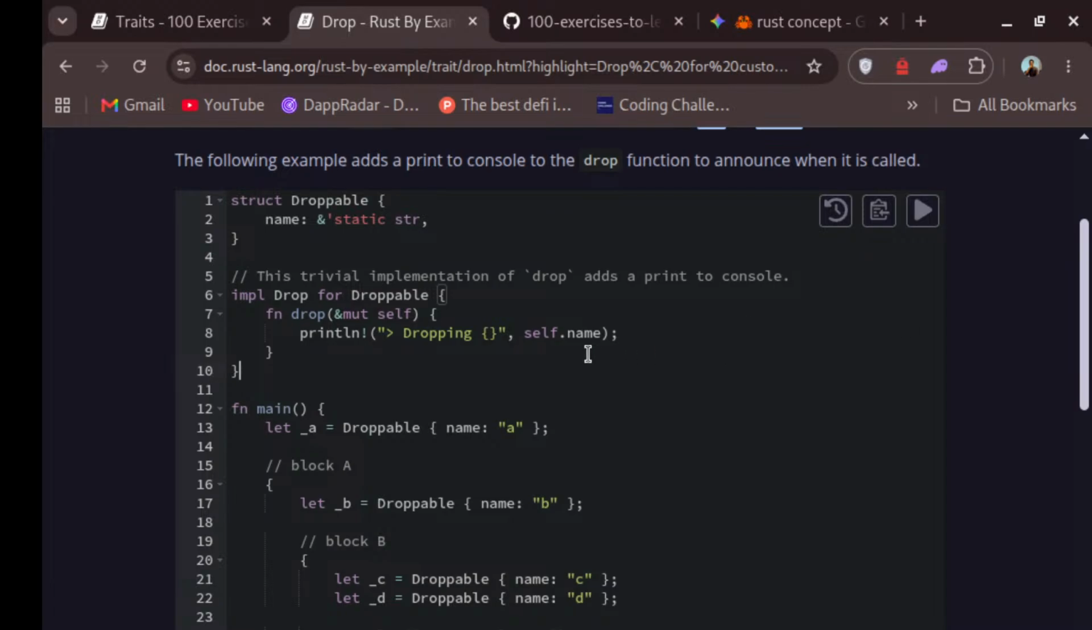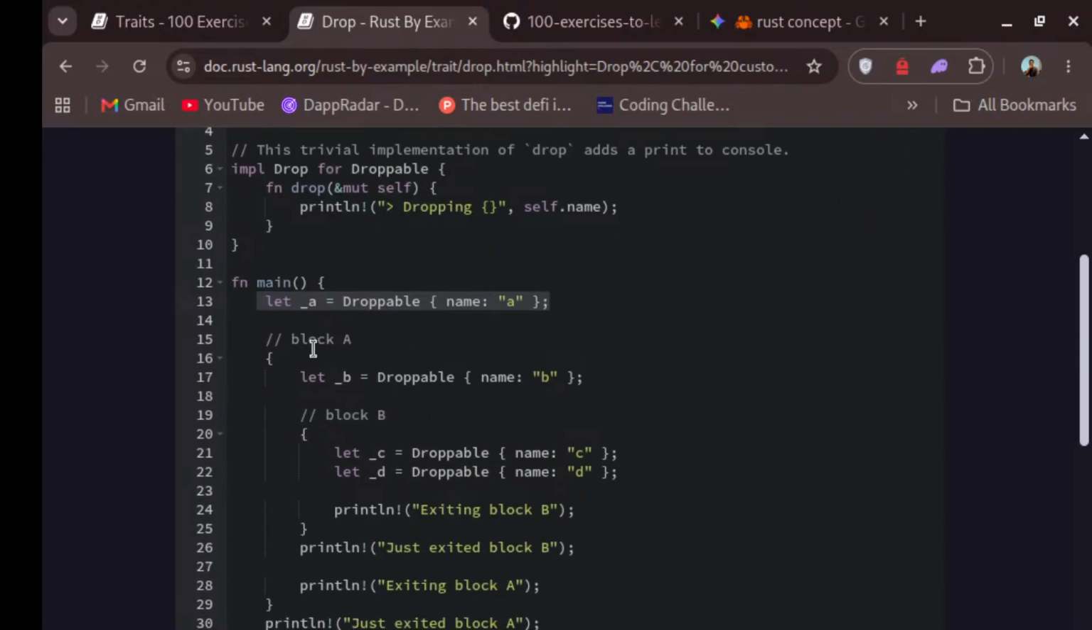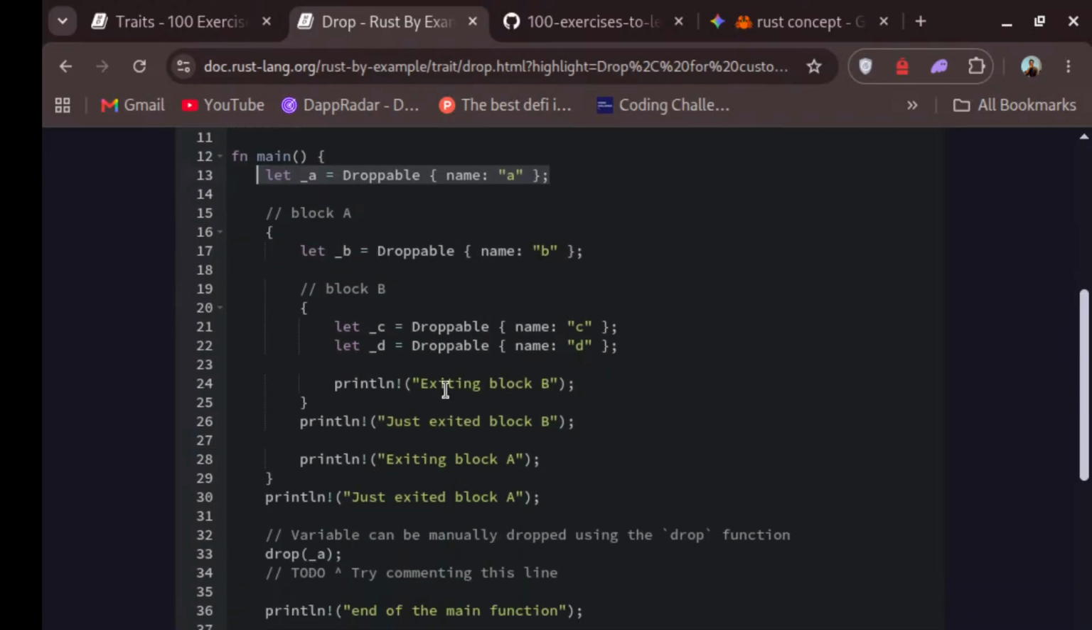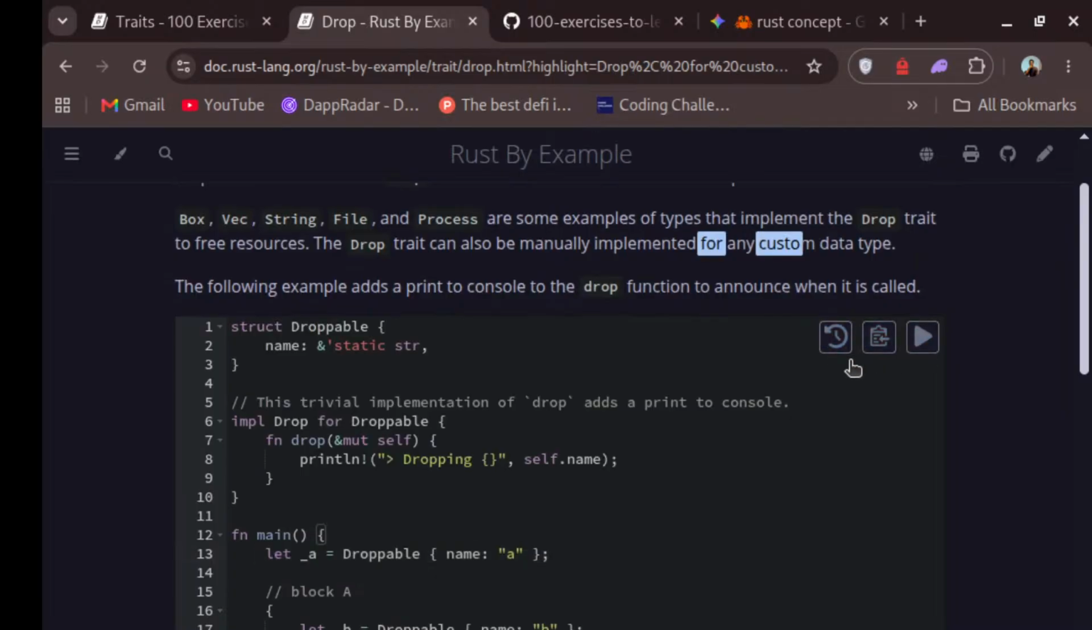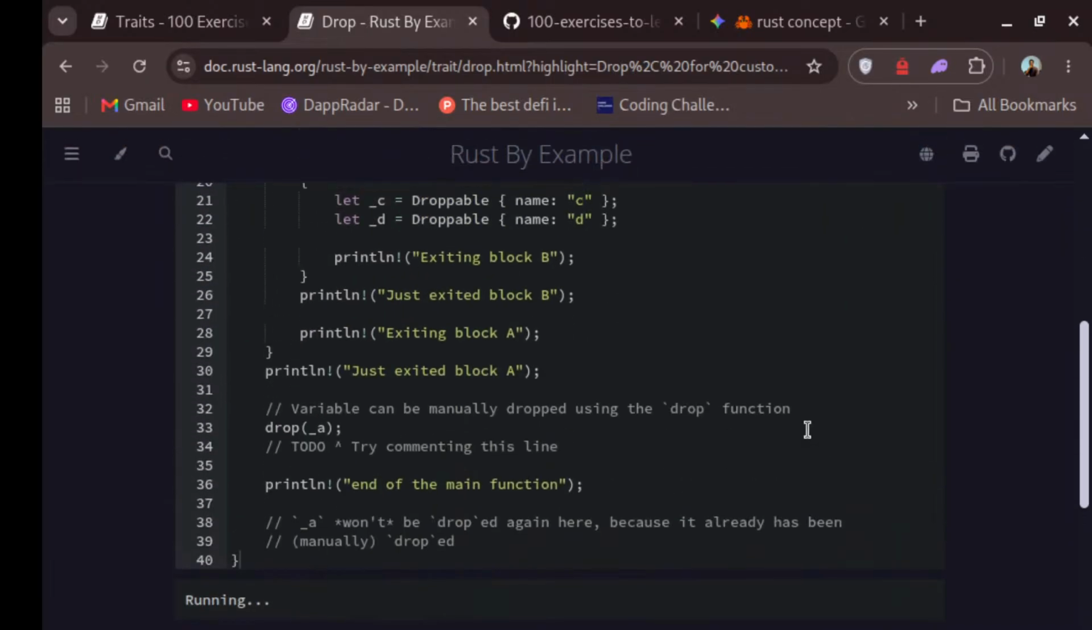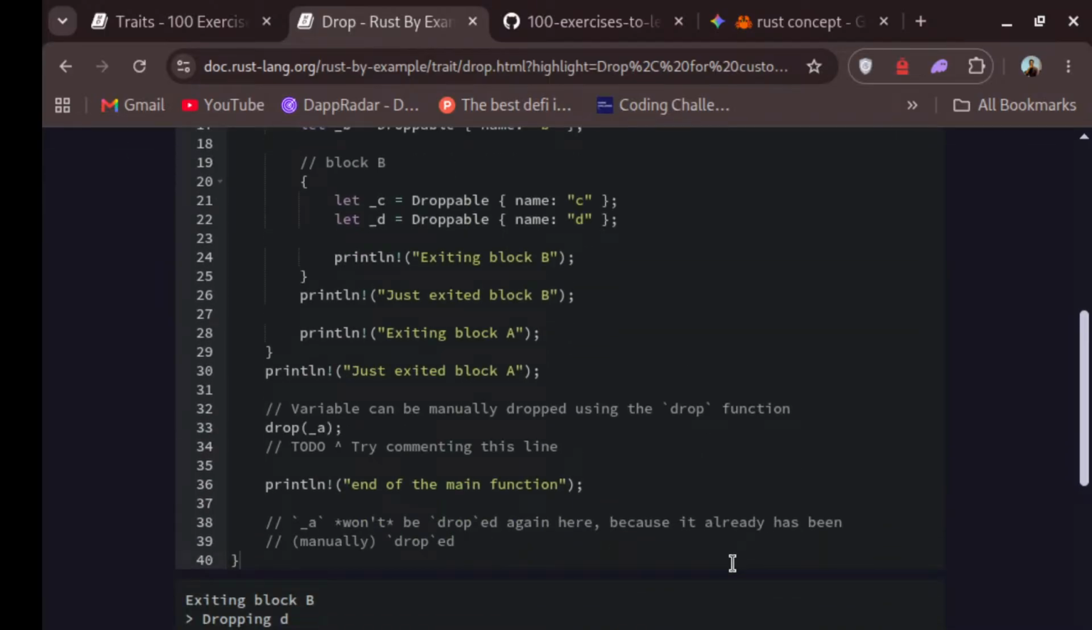It just prints to the console. Let's say block A, B, block C. So: exit block B, dropping C, exit block B, exit block A, dropping block B, exit.